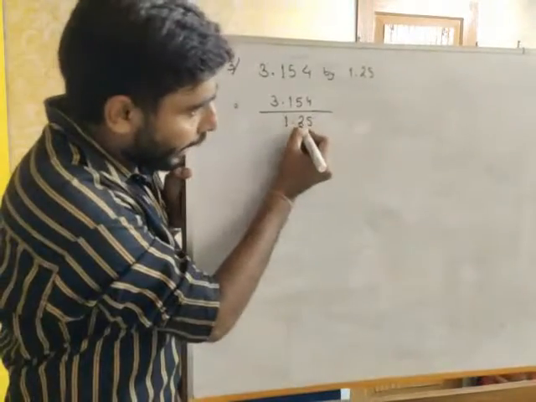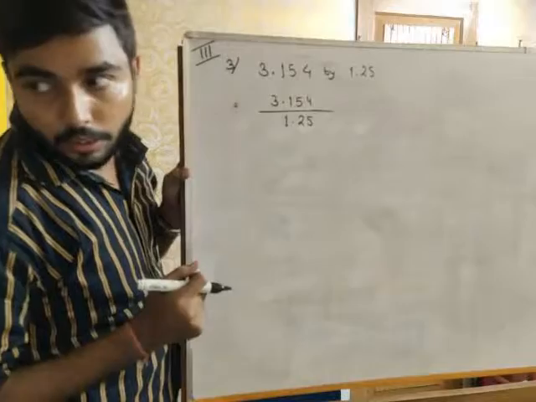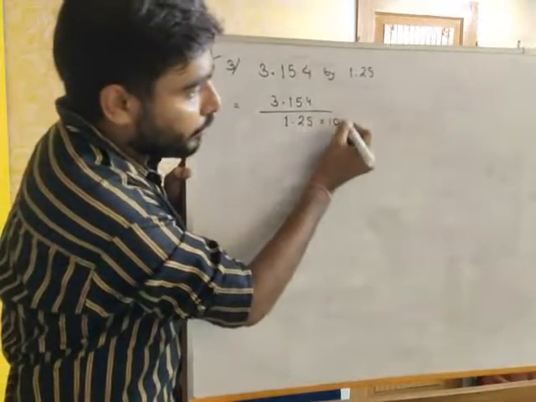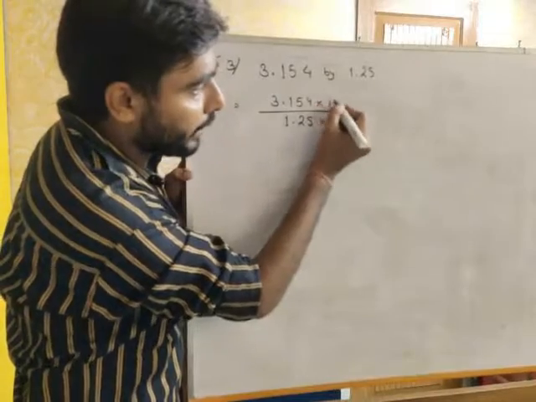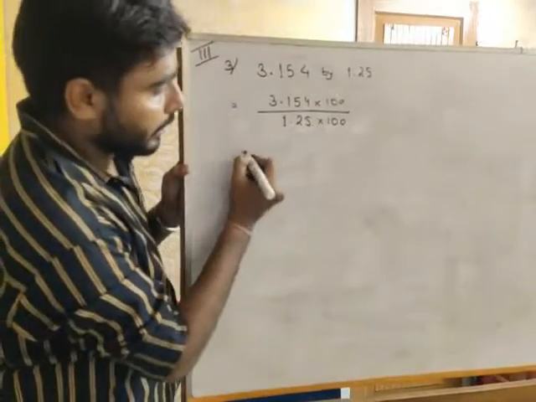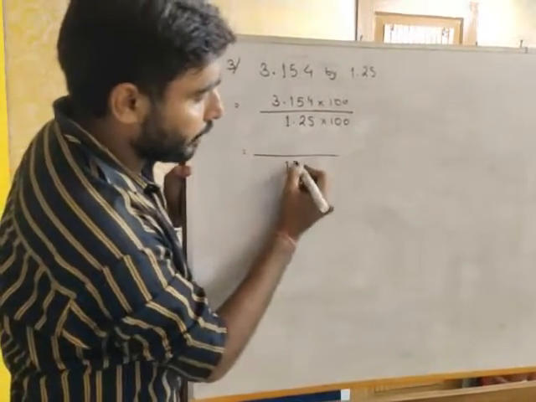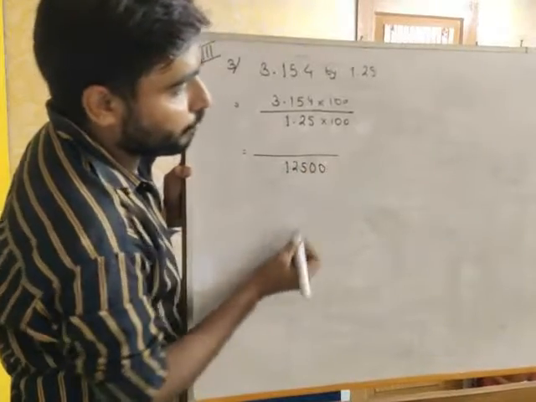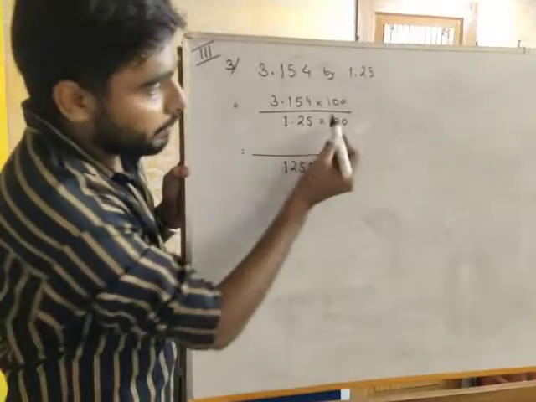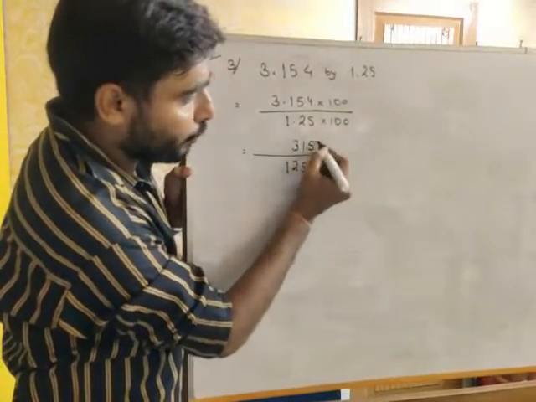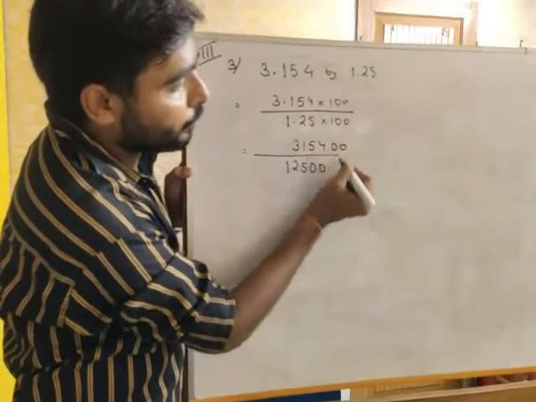The denominator has two digits after the decimal. So 1 with 2 zeros you need to multiply, and to keep the balance you have to multiply the same number with the numerator. Now after multiplication it will be 125. 1 into 125 is 125, and two zeros are written. Similarly 3154 into 1 is 3154, and at the end two zeros will come.